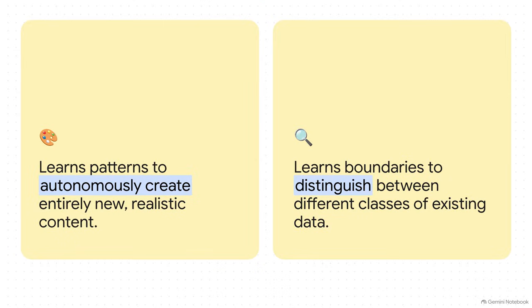For a long time, AI was primarily discriminative, learning boundaries just to tell us if an email was spam or not. But generative AI? That's a whole different ballgame. Using tools like generative adversarial networks or LLMs, it learns patterns to autonomously create entirely new, highly realistic content. It actually studies the underlying distribution of the data to paint new pictures, compose music, or write full essays.